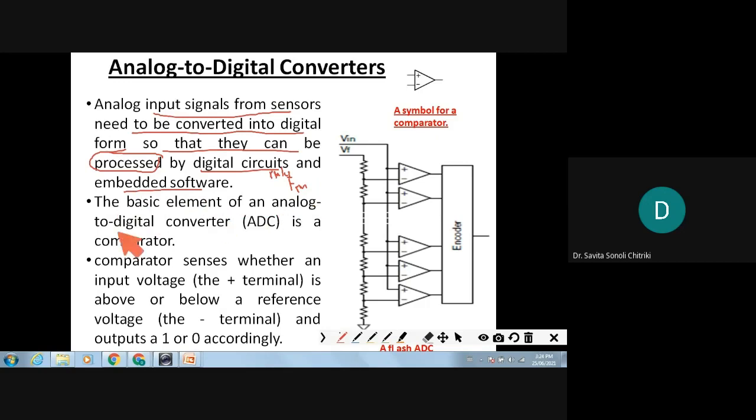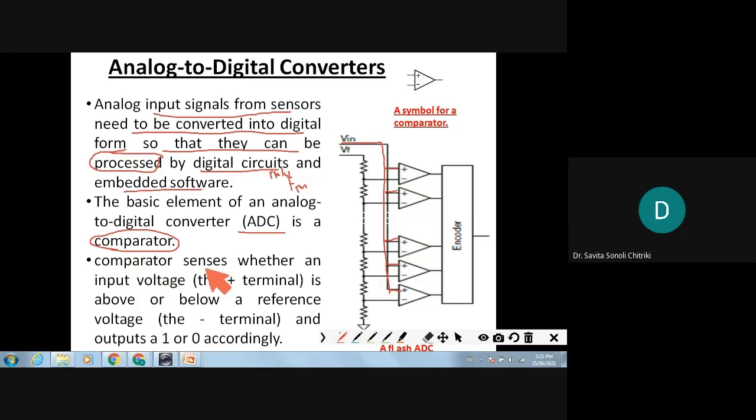So the basic element of an analog to digital converter, ADC, is a comparator. Basically, in an analog to digital converter you are going to use a comparator. You keep comparing: whether it is equal to 5 volts, then next for 4 volts, next for 3 volts, like that. A comparator senses whether an input voltage. So Vin, see there, the input voltage is connected to the plus sign of the comparator, right?